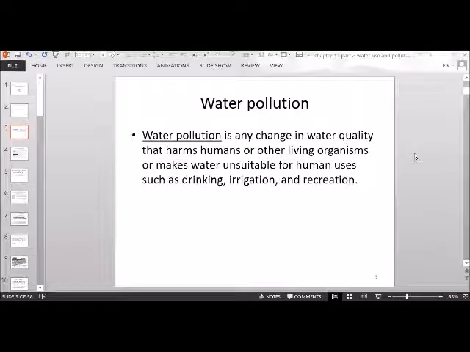Water pollution is any change in water quality that harms humans or other living organisms or makes water unsuitable for human uses such as drinking, irrigation, and recreation.